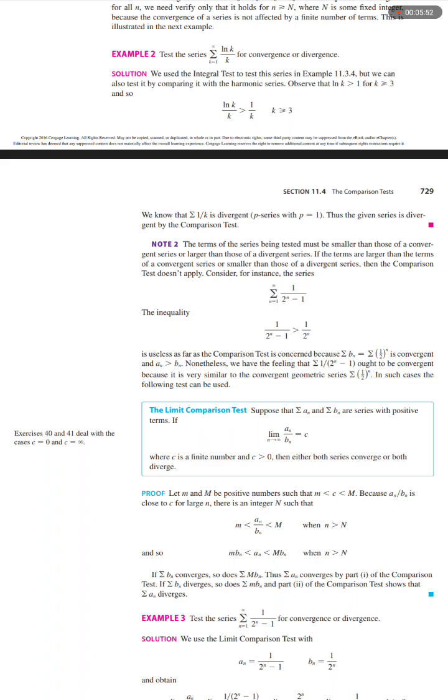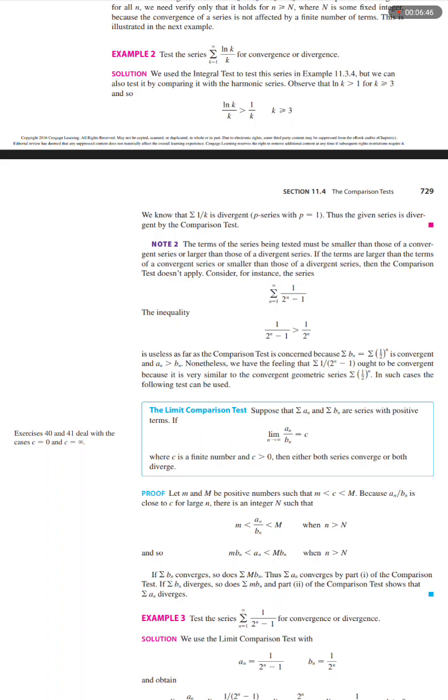Proof. Let m and big M be positive numbers such that m is less than c and c is less than big M. Because a sub n over b sub n is close to c for large n, there is an integer big N such that m is less than or equal to a sub n over b sub n, which is less than or equal to big M, where n is greater than big N. And so m times b sub n is less than a sub n, which is less than big M times b sub n, when n is greater than big N.